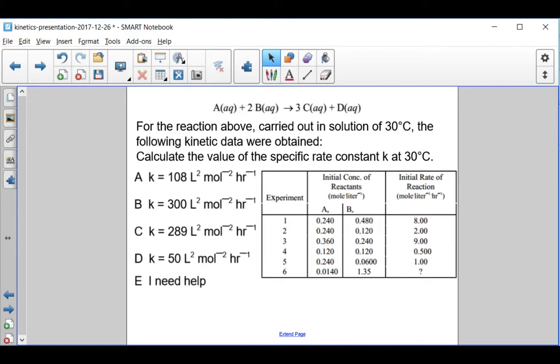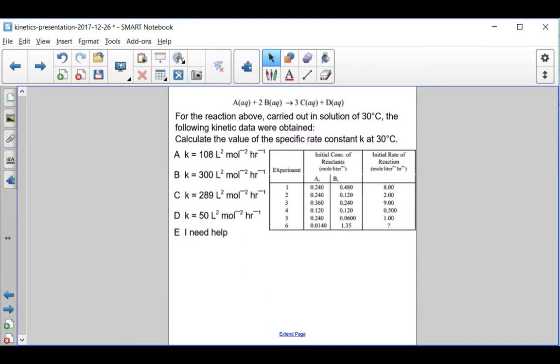For the reaction above carried out in solution at 30 degrees C, the following kinetic data were obtained. Calculate the value of the specific rate constant K at 30 degrees C. So the first thing I have to do is write a rate law. I don't know the rate law for this yet.